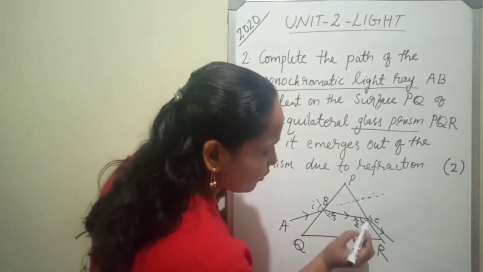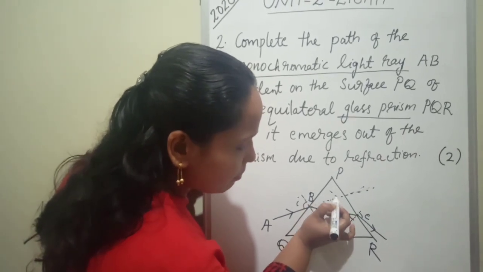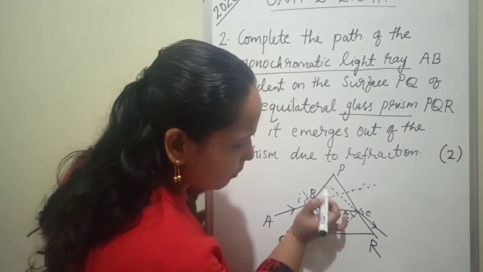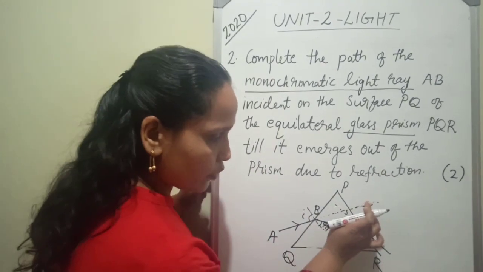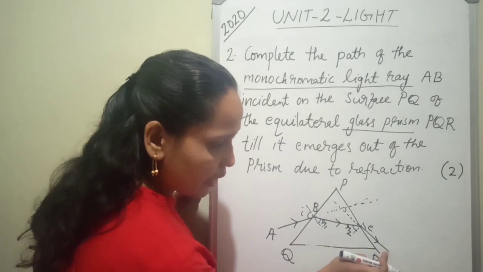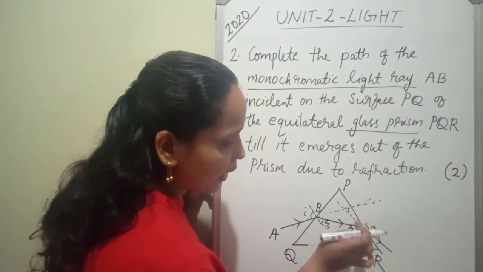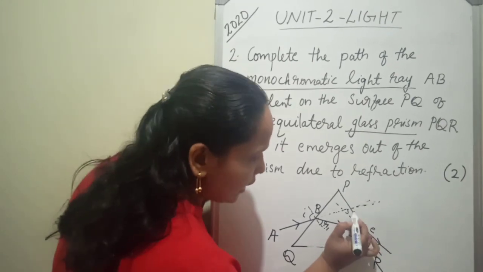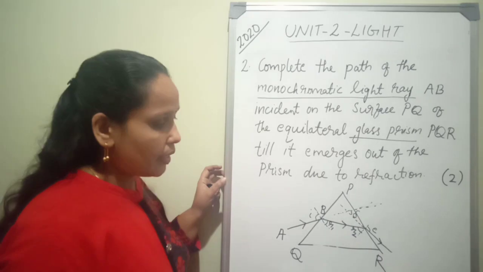Okay. Now we have to extend it backwards. This ray we will extend backwards. Okay. This angle, because this was the actual path of the incident ray. Now it is deviated here, isn't it? So angle between the incident ray and the emergent ray can be delta. Angle of deviation, delta.